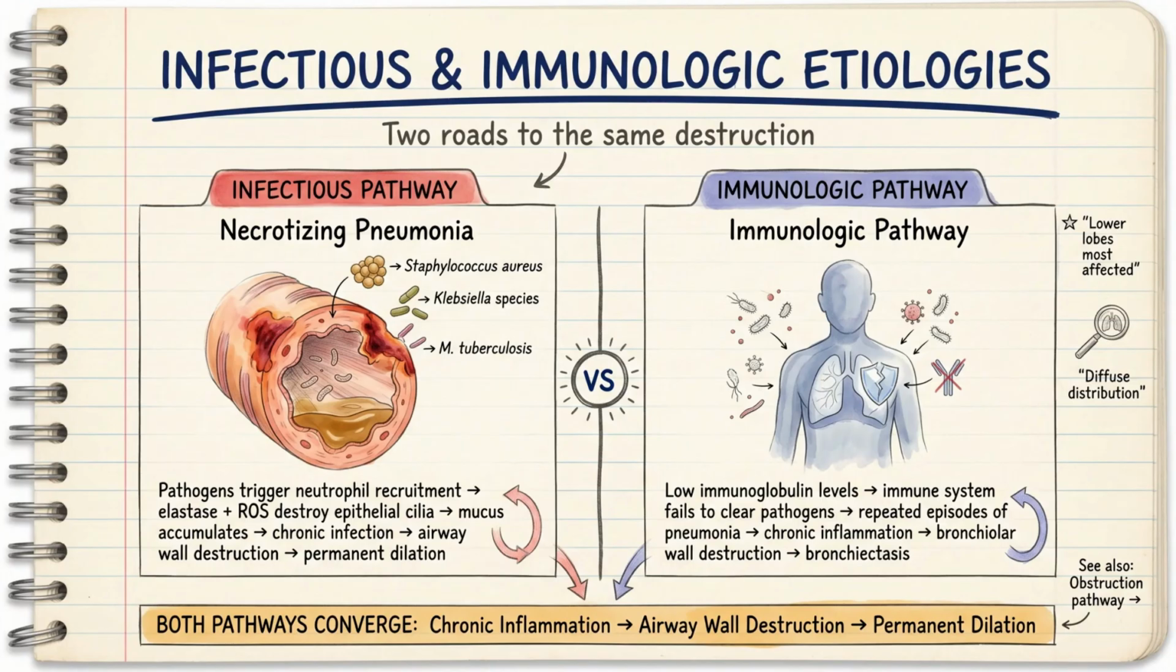Now, the immunological pathway. Here, the problem is the opposite. The immune system is too weak, not too aggressive. Low immunoglobulin levels mean the body cannot clear pathogens effectively. The result? Repeated episodes of pneumonia, chronic inflammation, progressive bronchiolar wall destruction. Notice something important about distribution. In the immunological pathway, where disease is systemic, we tend to see diffuse involvement. In the infectious pathway, damage is often localized to the lower lobes. But the endpoint is identical. Chronic inflammation leads to airway wall destruction, leads to permanent dilation. Both roads lead to the same place.